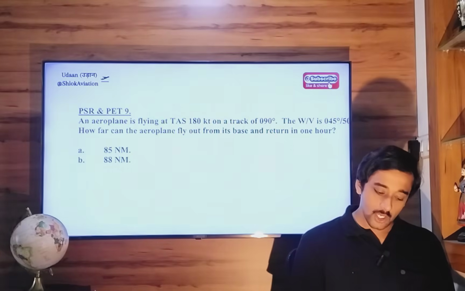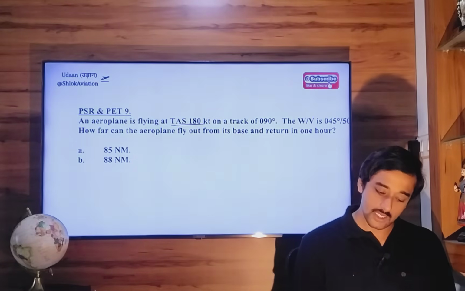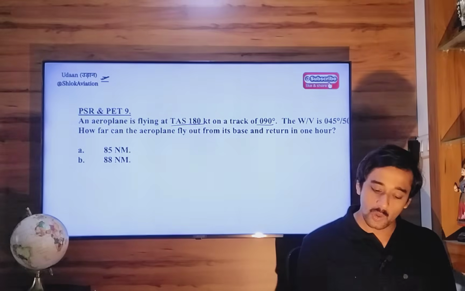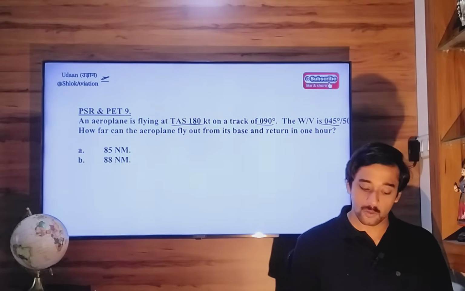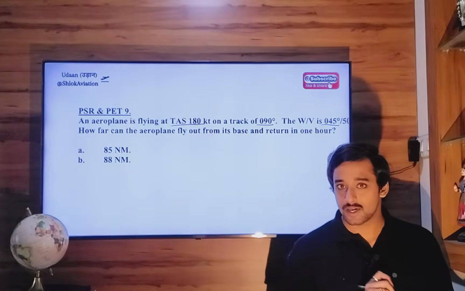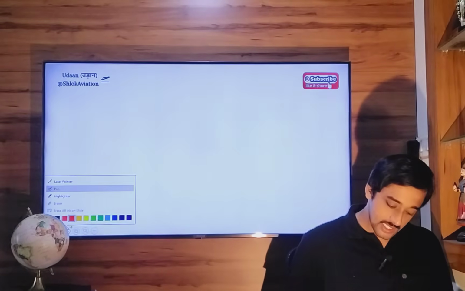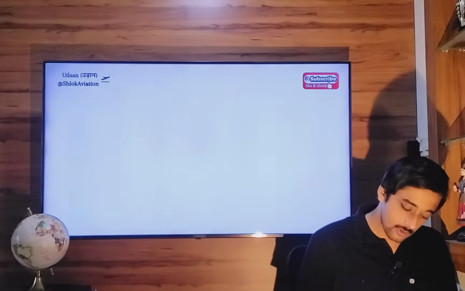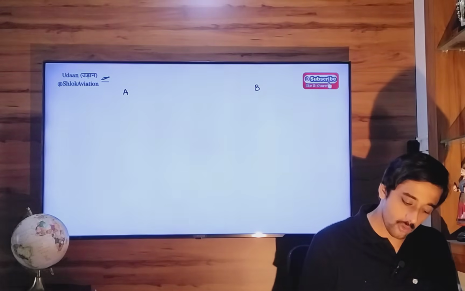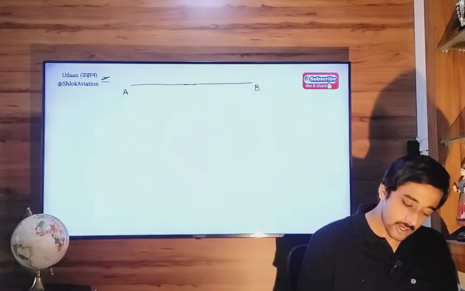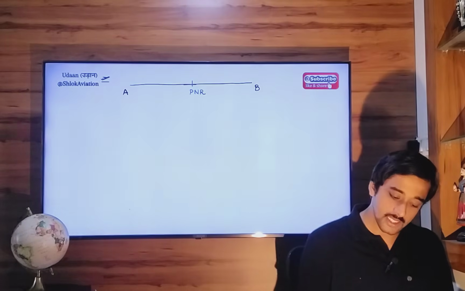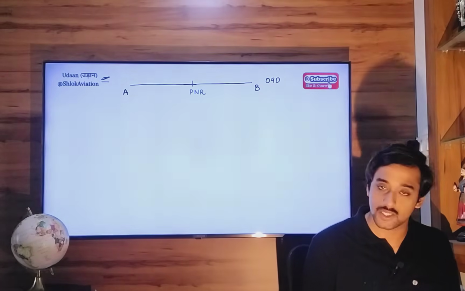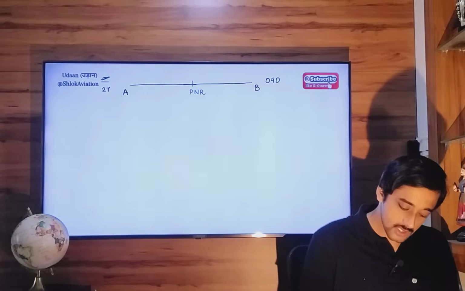Next. An aeroplane is flying at a TAS of 180 knots on a track of 090, winds 045 at 50 knots. How far can the aeroplane fly out from its base and return in 1 hour? Okay, so it's similar to one of the previous questions we just now did. This is your point A, this is your point B. Somewhere along the way you will find point of no return. Label this diagram. Outbound track is 090, homebound track is 270.